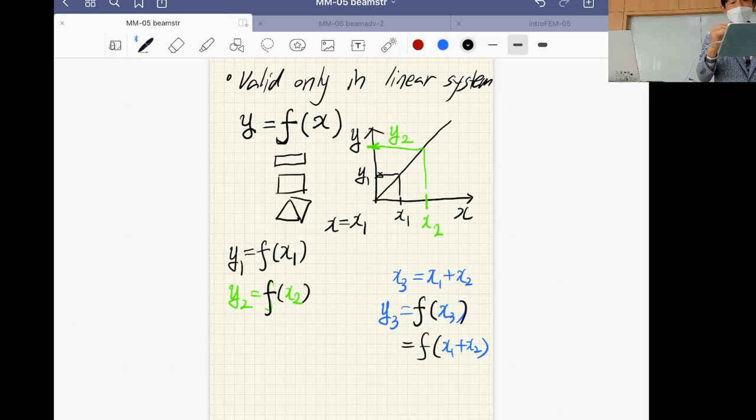But this is a linear system. The linear system means this is equal to f(x1) plus f(x2). This is the characteristic of a linear system.